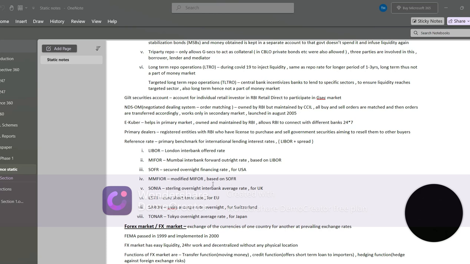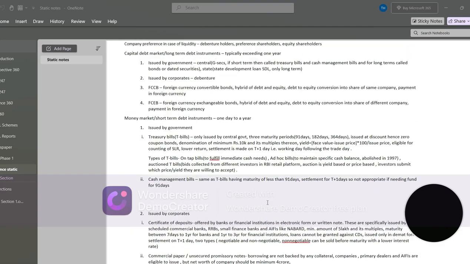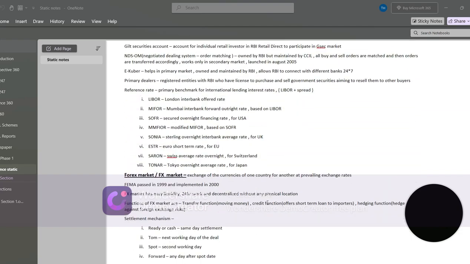SONIA, Sterling Overnight Interbank Average Rate. This is used in the UK. ESTR, Euro Short-Term Rate, for Europe. SARON, Swiss Average Rate Overnight. This is for Switzerland. And TONAR, Tokyo Overnight Average Rate. This is for Japan. That is all for the debt market and money market.